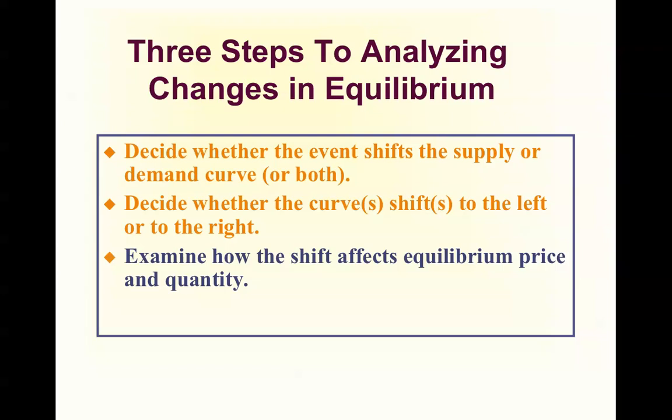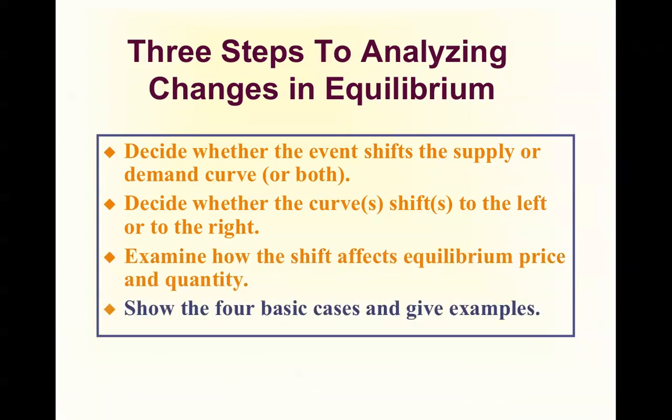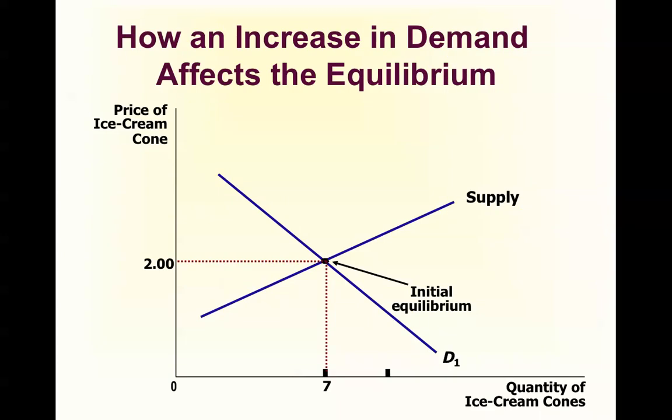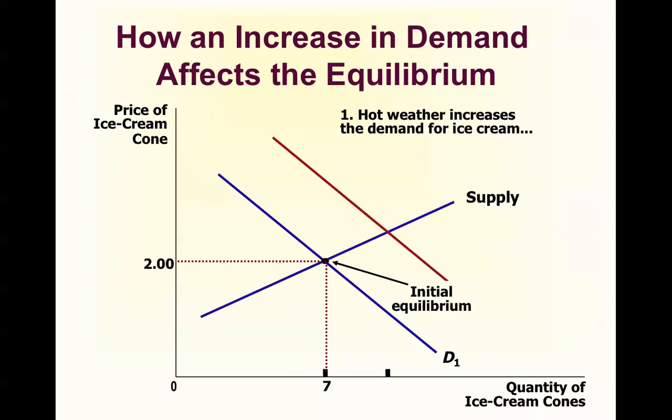Now we're going to look at the 4 basic cases and give examples. Here we go. Case number 1. We have an increase in demand. Hot weather increases the demand for ice cream. It's summertime now in Hawaii, and boy, the weather's hot. Boy, I want some ice cream. What is that going to do? It's going to increase my demand for the ice cream. Now, if you look a little bit deeper at this, at the original price of $2, with the new demand, there's now a shortage.